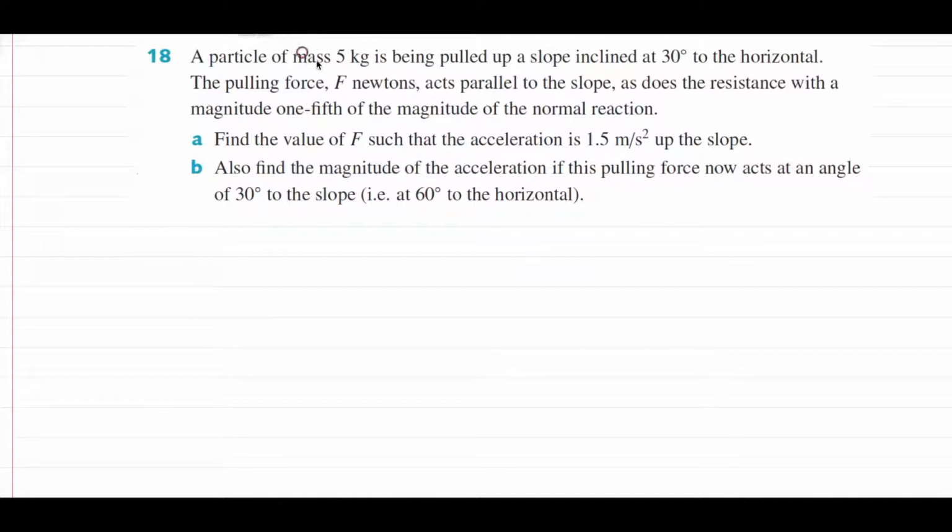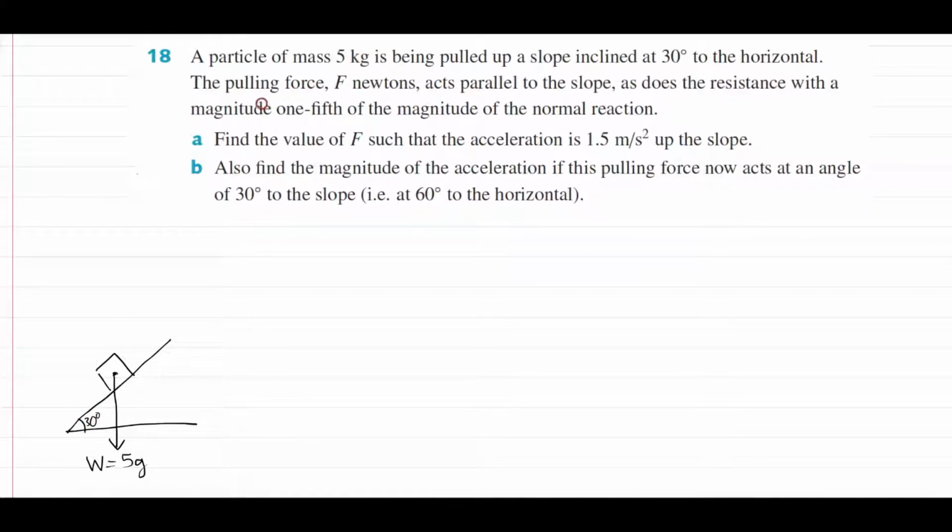So let's go. A particle of mass 5 kilograms is being pulled up a slope inclined at 30 degrees to the horizontal. Clearly you have a slope right there, and you have an object resting on the slope. The mass of the object is 5 kilograms. What I like to do is draw the weight force from that object, which goes directly down. So weight force is 5 times gravity, 5 is the mass, gravity g, mg. And the slope is inclined at 30 degrees, right there.